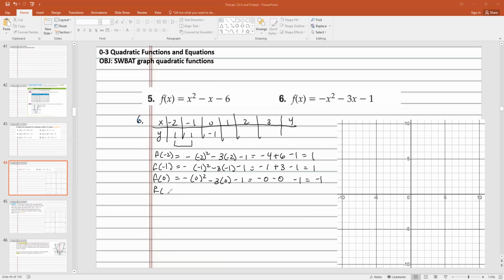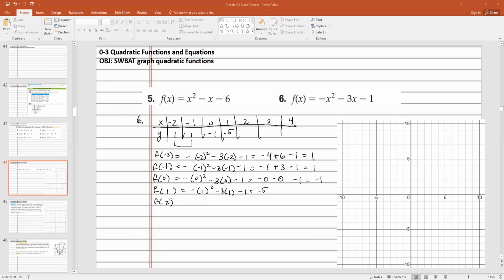So f of 1, -1 squared minus 3 times 1 minus 1. Let's just use Desmos, even though that one isn't too bad. The -1 squared minus 3 times 1 minus 1 is -5. Yeah, and then just keep plugging in those other ones.